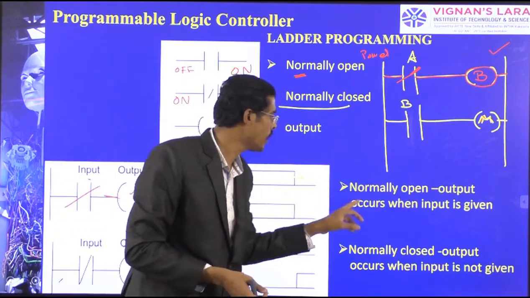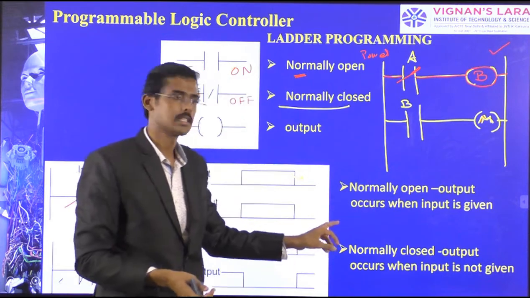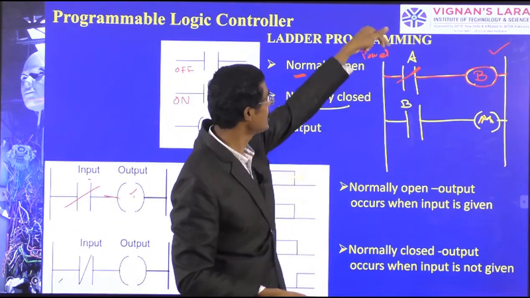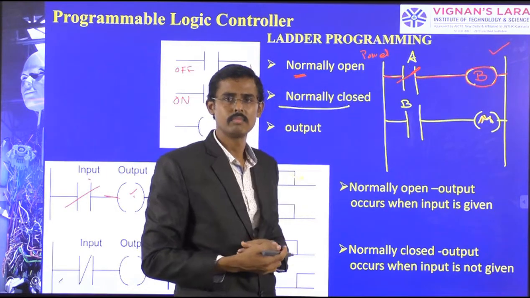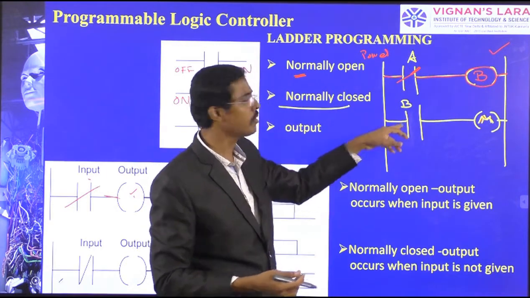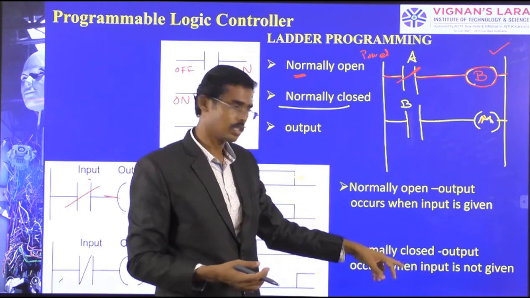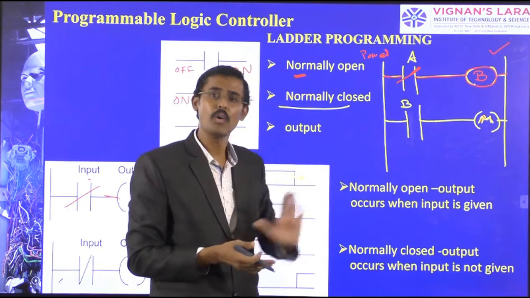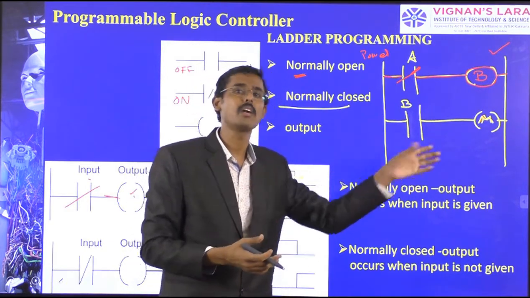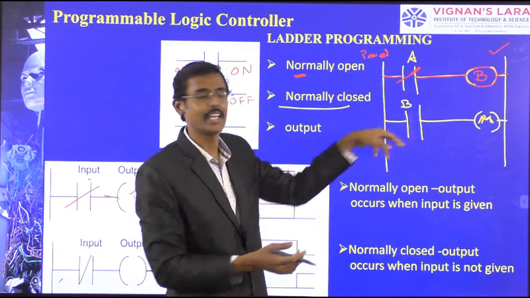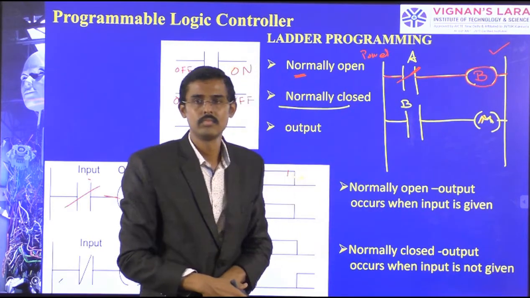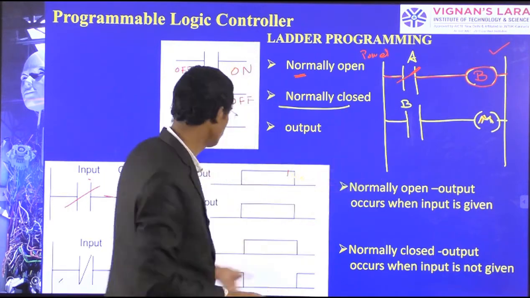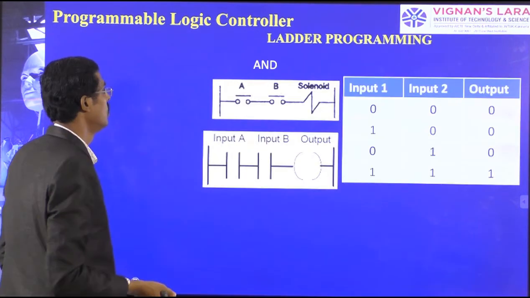Normally open, output occurs when the input is given. Output is on when the sensor is detected and input is given. That's the point. And here it is normally closed. Normally closed, output occurs when the input is not given. I have not touched it at all. The motor has already been running. Power has already been in display. But when the sensor is detected, it is going to disconnect, and there is no supply of power there. So that is the simple understanding we should have.